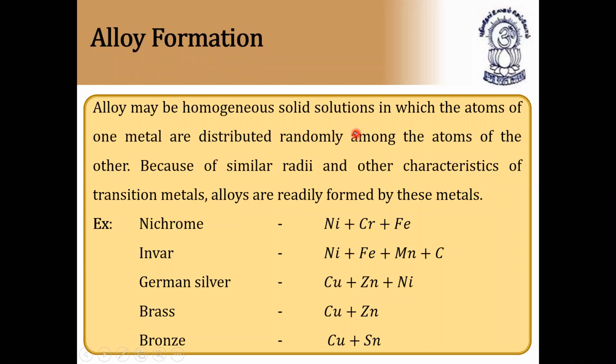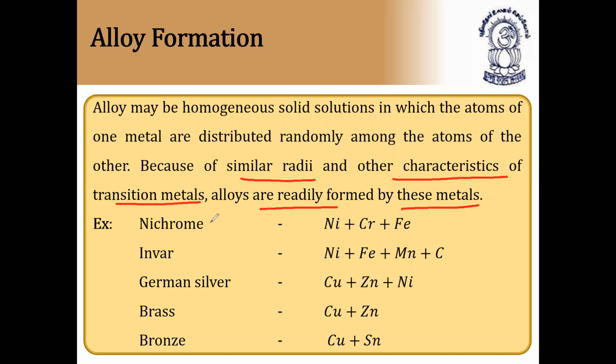Next, a very important property of transition metals: they can form alloys also. Alloys may be homogeneous solid solutions in which the atoms of one metal are distributed randomly among the atoms of the other metal. Why are they forming alloys? Because of similar atomic radii, due to lanthanide contraction and other characteristics of transition metals, alloys are readily formed by these metals.